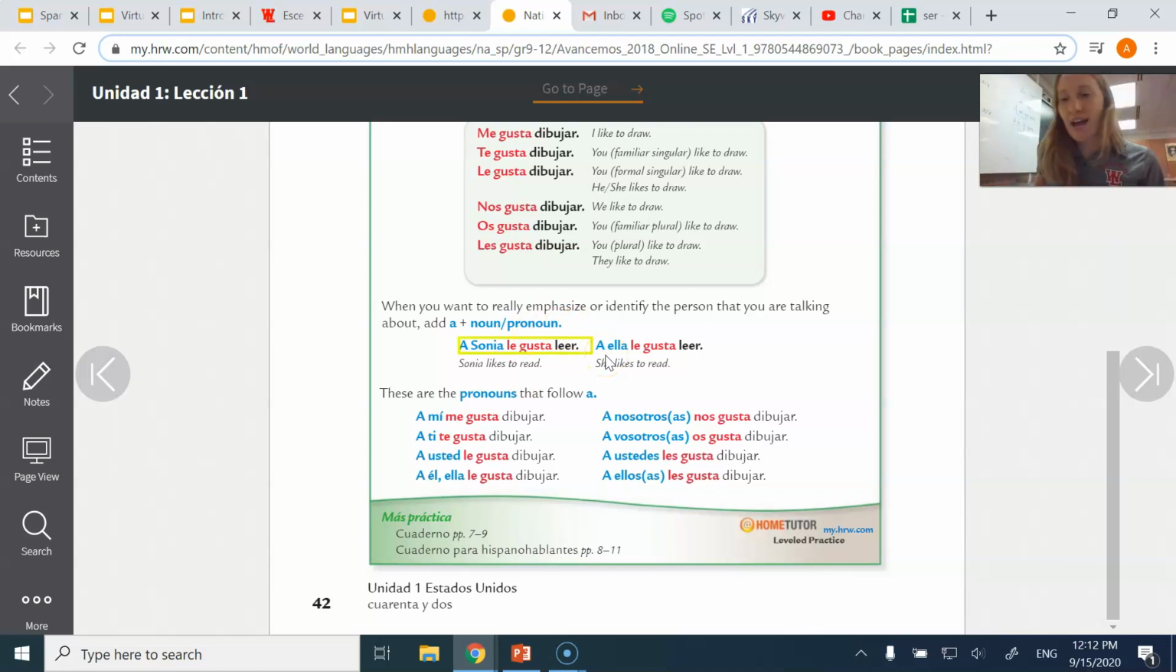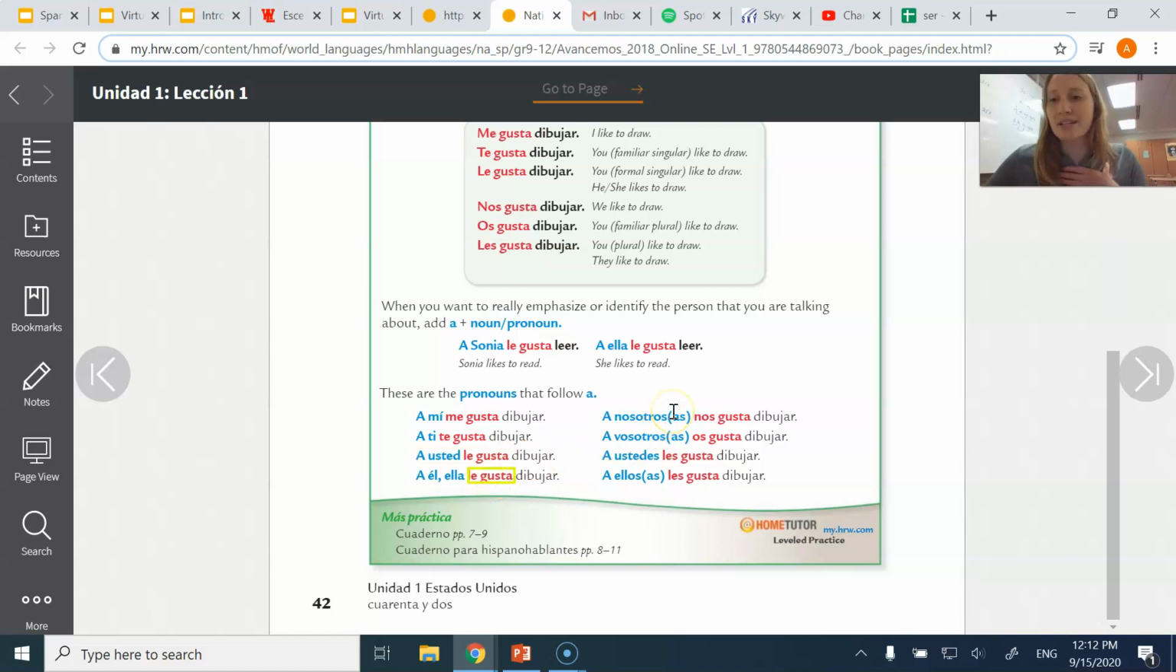Ella, we can also just say ella for she. She likes to read. A ella le gusta leer. Or a él, he likes to read. So these are the pronouns that follow a. So you could say a mí me gusta dibujar. A ti te gusta dibujar. A usted le gusta dibujar. Remember, this is our you formal. A usted, and we're going to use the third person singular for that. So le gusta dibujar. A él or a ella le gusta dibujar.